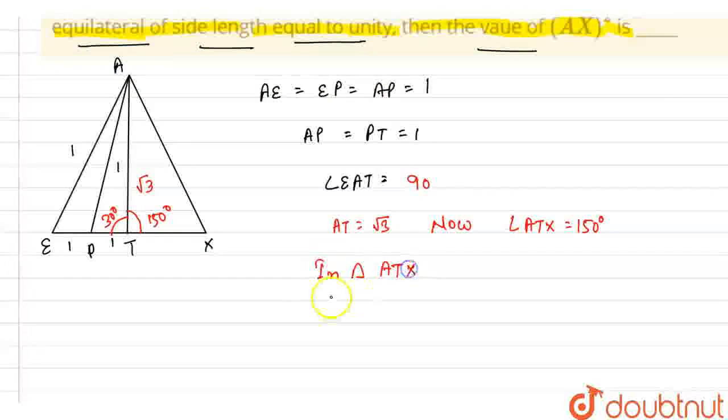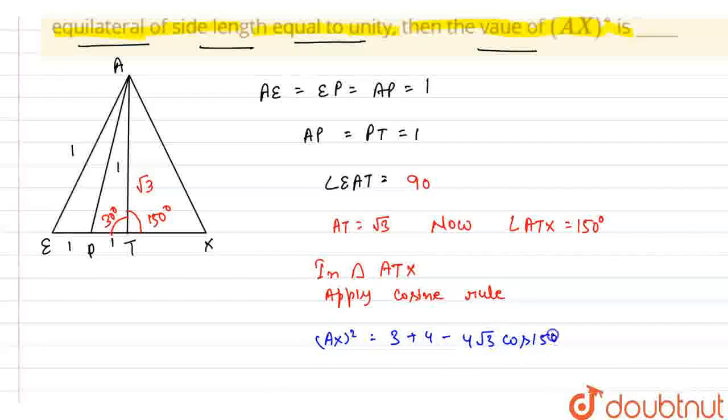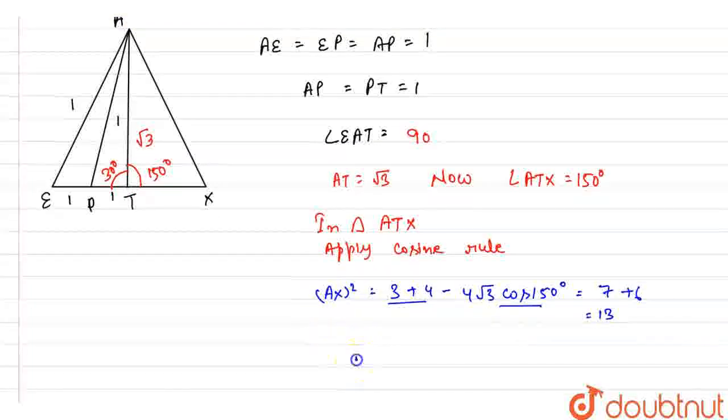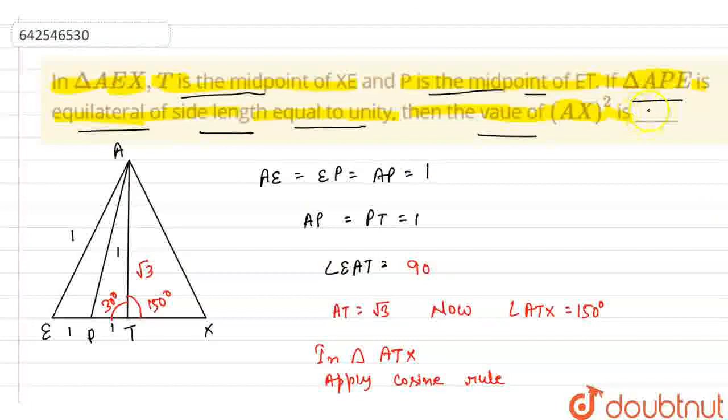Now if the angle ATX is 150 degrees, then in triangle ATX, if we apply the cosine rule here, it becomes AX square equal to 3 plus 4 minus 4 under root 3 cos 150 degrees. From here 3 plus 4 is 7 and the value of the other term is 6, so plus 6, that is equal to 13. So the value of AX square is 13, and if we see our options, this is our final answer.